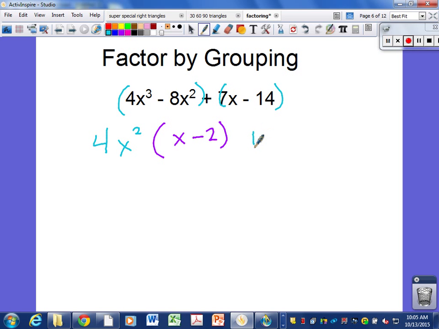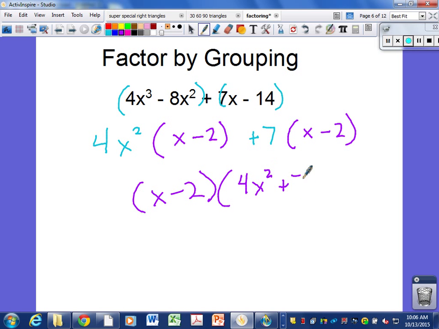7 and 14 have a plus 7 in common. When they're opposites, they have a plus, leaving us with an x minus 2. So this needs to have an x minus 2 in common and 4x squared plus 7. Anytime you're factoring by grouping, you want to group the first two things and the second two things, see what they have in common, and then common factor that.